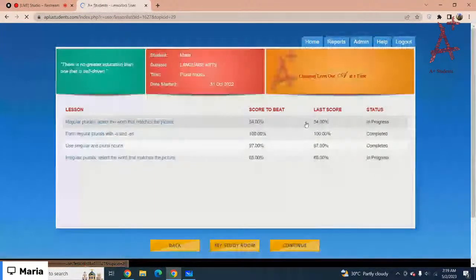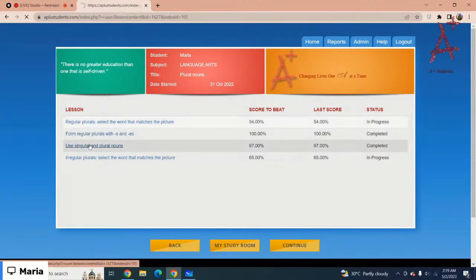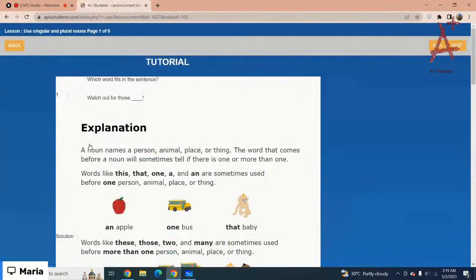Okay, the next one is use regular and plural nouns. So let's just start with the next one. We're going to learn what are the singular and plural nouns. A noun names a person, animal, place, or thing. The word that comes before a noun will sometimes tell if there is one or more than one.